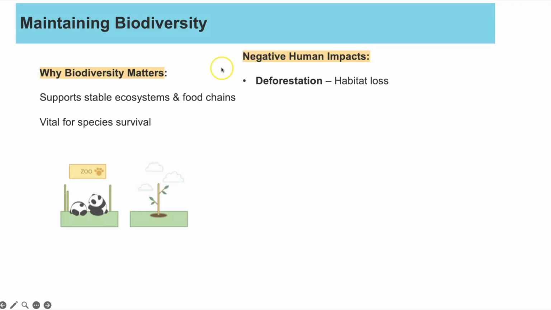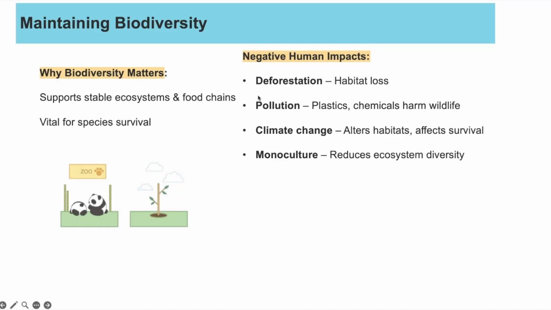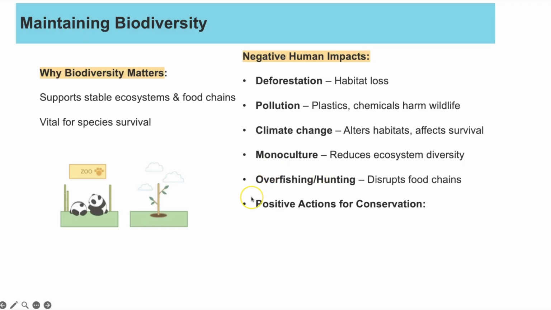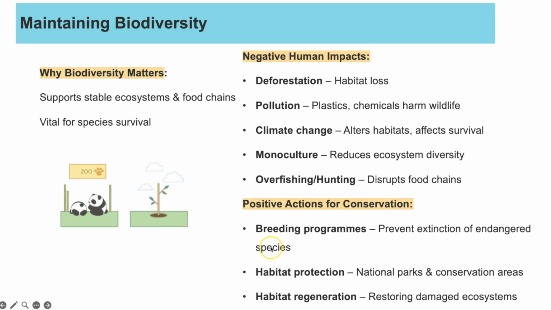The impact that humans are having that is reducing biodiversity is things like deforestation, pollution, impacting climate change, having monocultures, which is when you only grow one species in farming, overfishing, and overhunting as well. But there are some positive actions that we see humans putting in place. For example, breeding programs in zoos to try and prevent the extinction of endangered animals. We have habitat protection in national parks and conservation areas, and also trying to regenerate habitats where we have destroyed ecosystems.